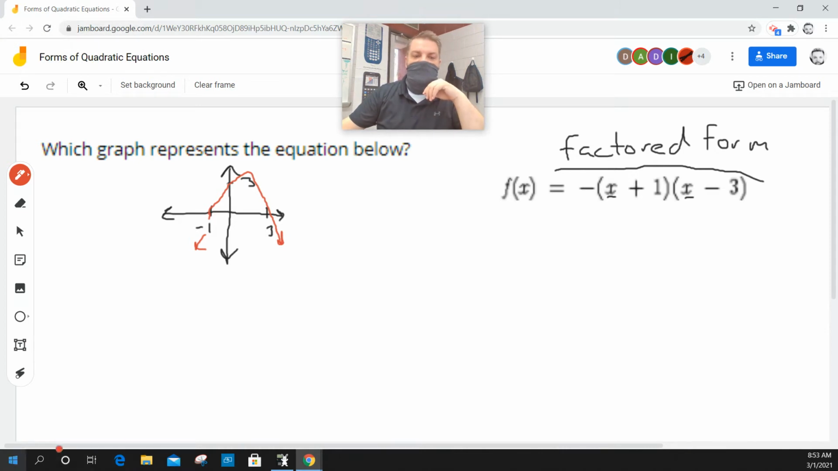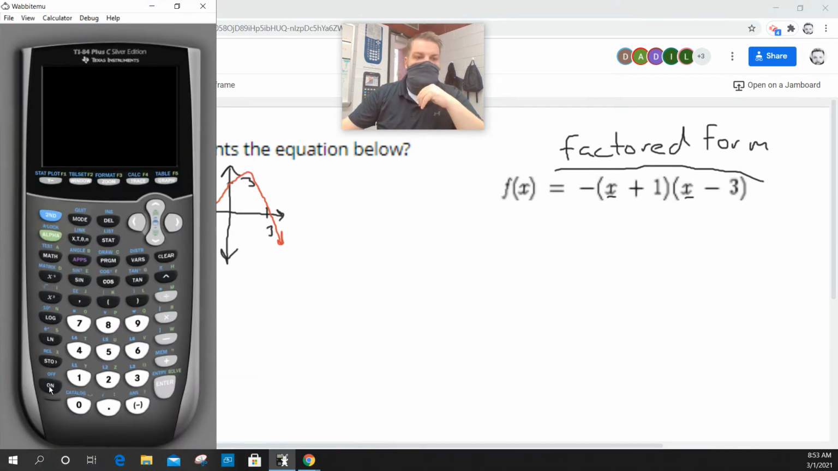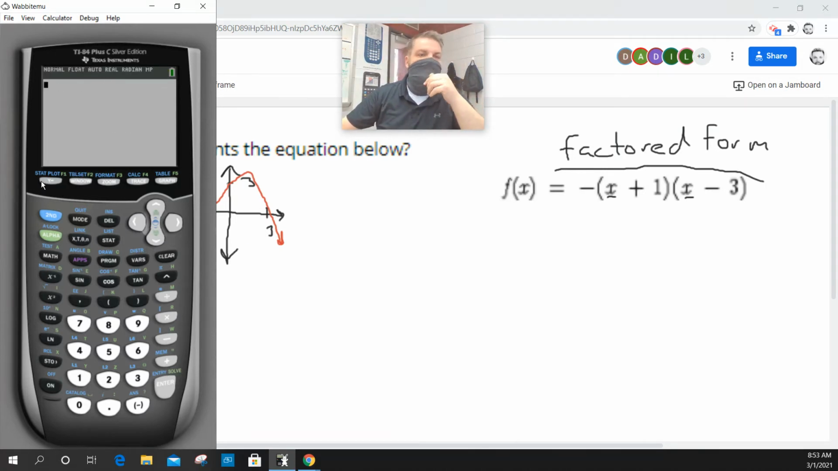Now, we're going to grab our handy dandy calculators. So go ahead and pull out your handy dandy calculator. Turn those bad boys on. And I want everybody to grab the calculator because we want to practice this. So I want you to become proficient with this as well.